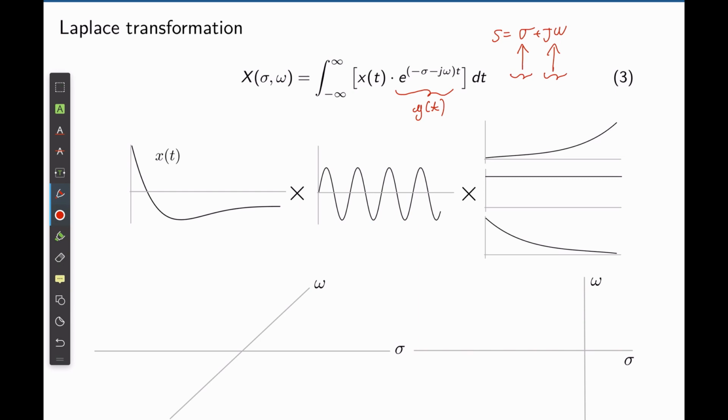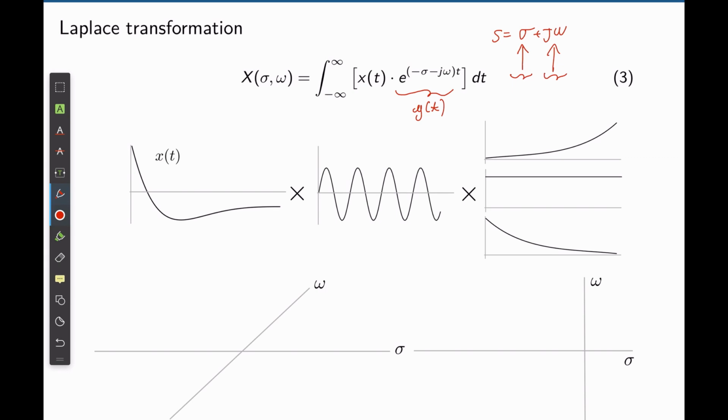If sigma is positive, then the exponential component of y decreases. If sigma is negative, then the exponential component of y increases over time. And when sigma is 0, then the exponential of 0 is 1, and the signal would only have sinusoidal components. What is the integral for? The integral represents how close x and y are.